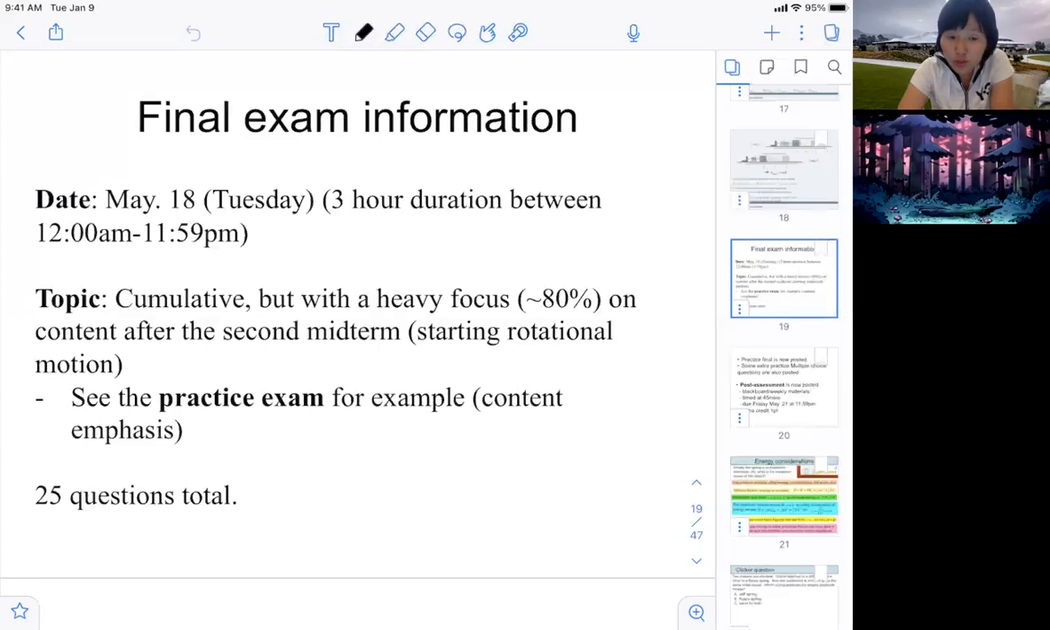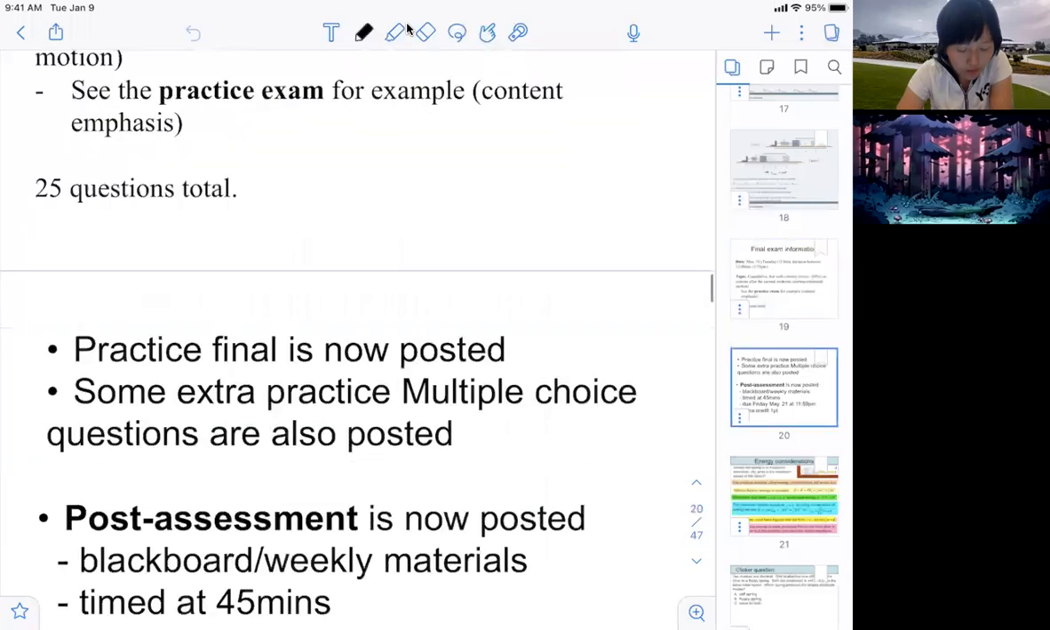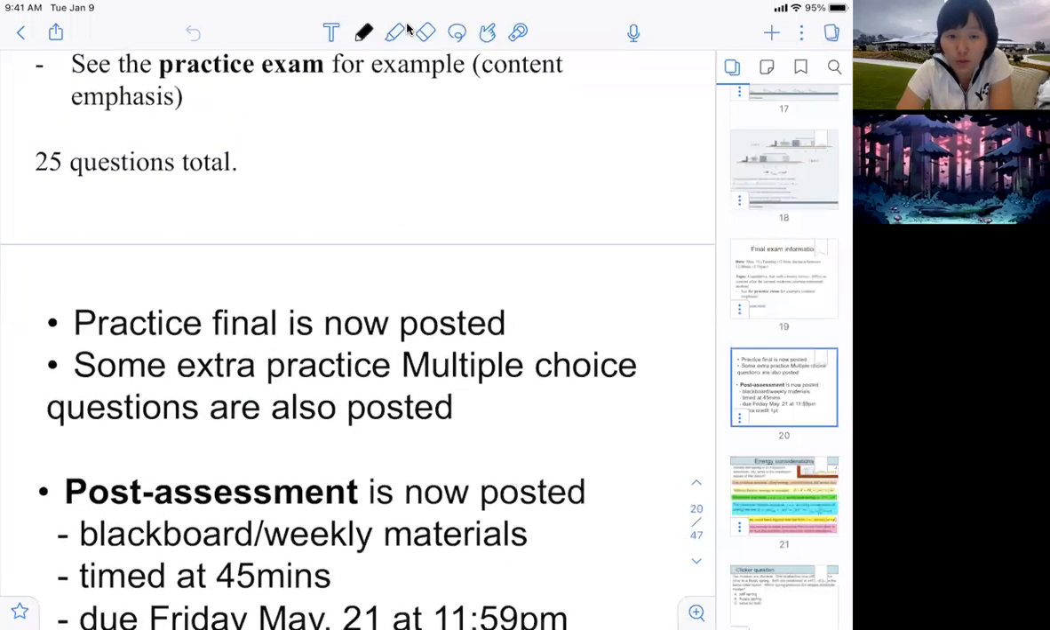There will be 25 questions total on the final exam, okay? Including multiple choice and some enter-the-value type of questions, very similar to the midterm, but just a few more questions than the midterm.